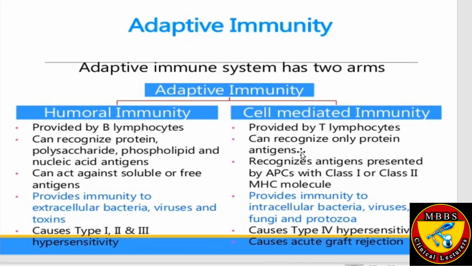cell-mediated immune response, which is provided by the T lymphocytes, and this cell-mediated immunity can recognize only protein antigens, and it recognizes antigens presented by the antigen presenting cells attached with the class 1 or class 2 major histocompatibility molecule. And this cell-mediated immunity provides immunity to intracellular bacteria, viruses, fungi, and protozoa, and it causes type 4 hypersensitivity and causes acute graft rejection.